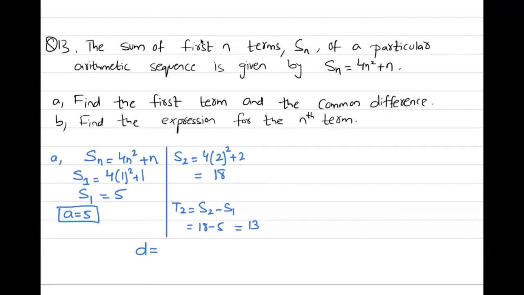Now, the common difference is the difference between consecutive terms. The second term is 13, the first term is 5, so the difference is 8. D is the second term minus the first term, that is 8. So that is how you find the common difference.